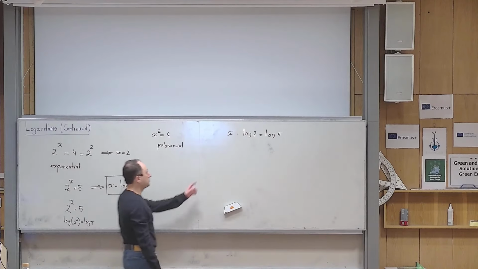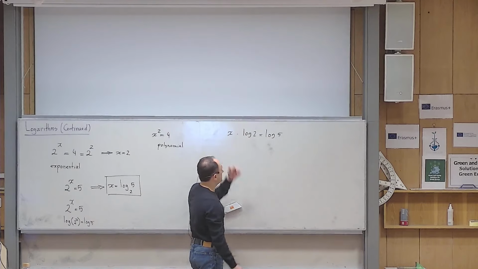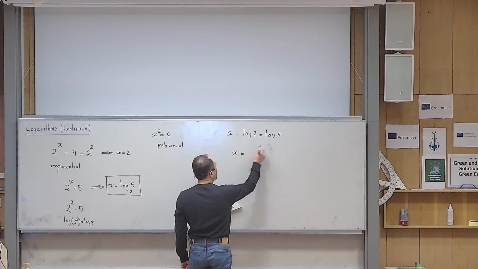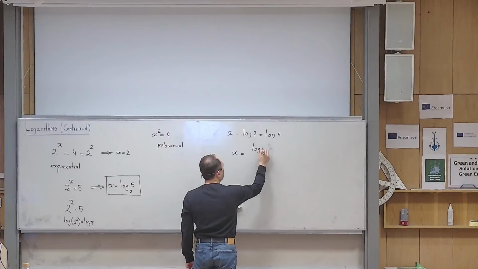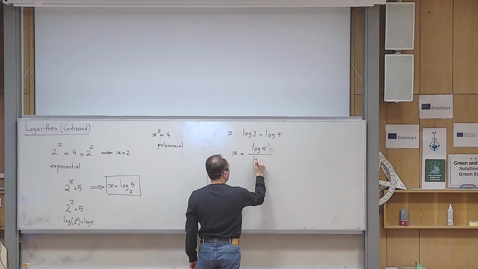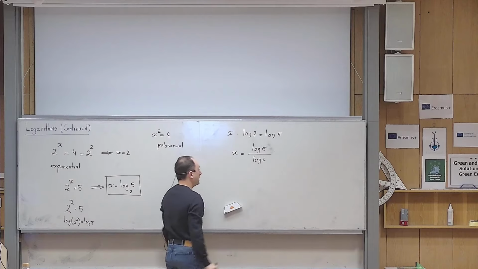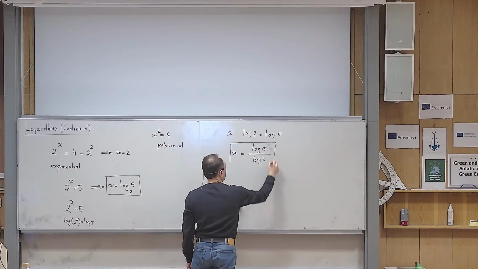Exactly. So you divide by this number, whatever that is. X becomes the right side, which is log of 5 divided by log of 2. And this is the answer given in the book.